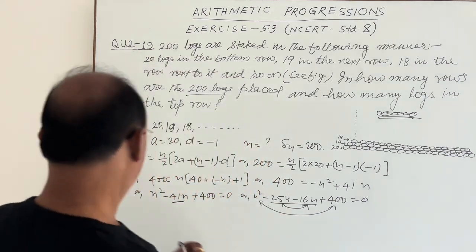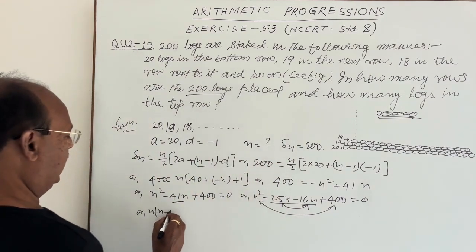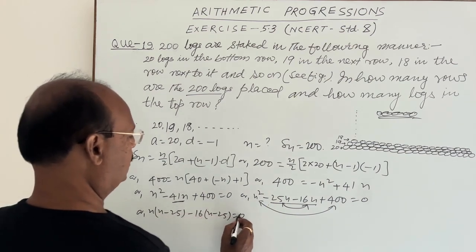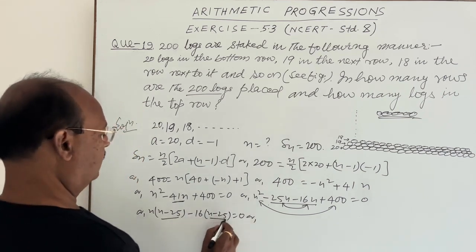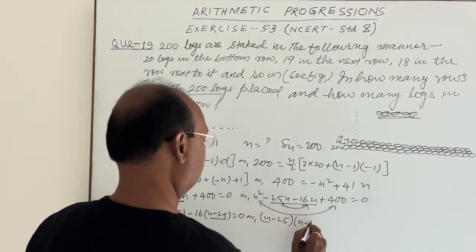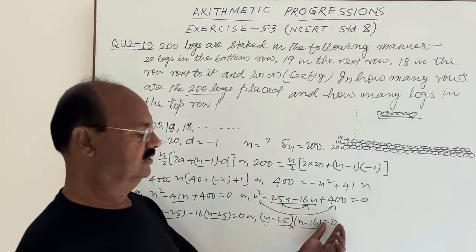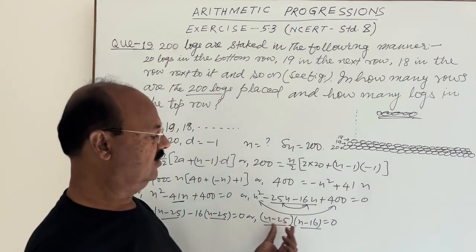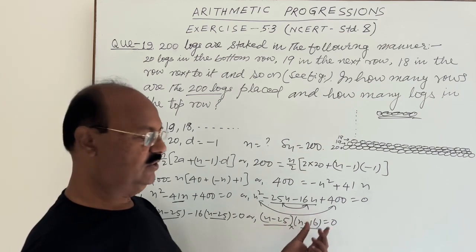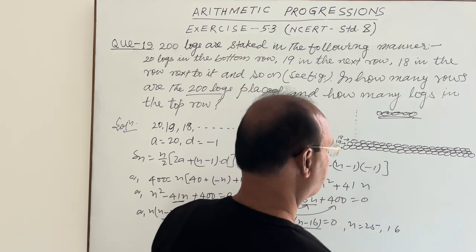Now simplify it. n is common in the first two terms: n into (n minus 25), and minus 16 is common in the next two: minus 16 into (n minus 25), equal to 0. Again n minus 25 is common in these two terms, so (n minus 25) into (n minus 16) is equal to 0. The product of two factors is 0, so either or both will be equal to 0. By equating these two factors with 0, we get n equal to 25 and 16.